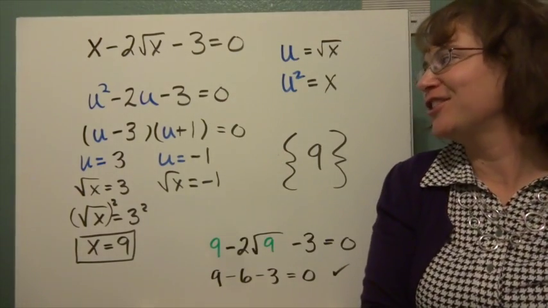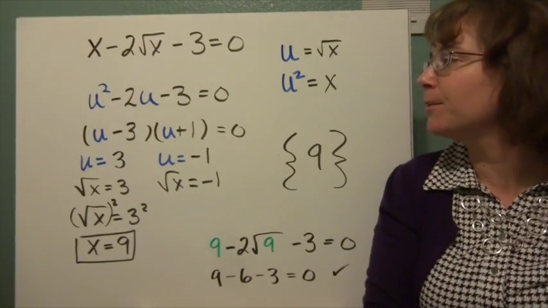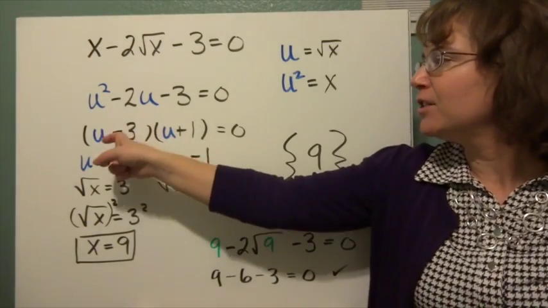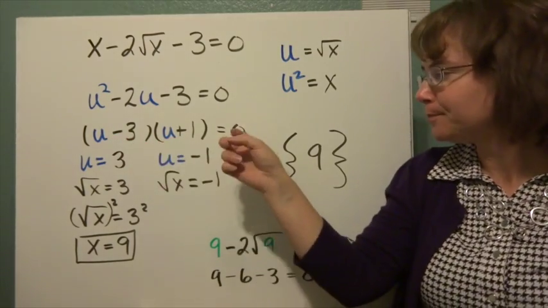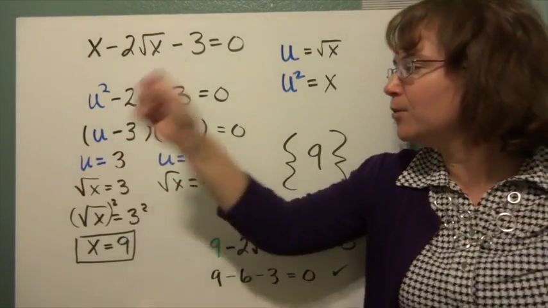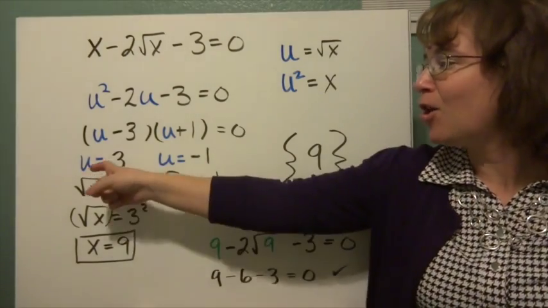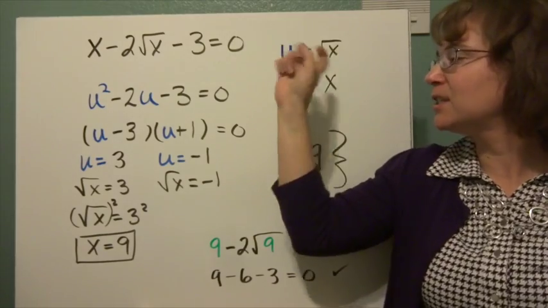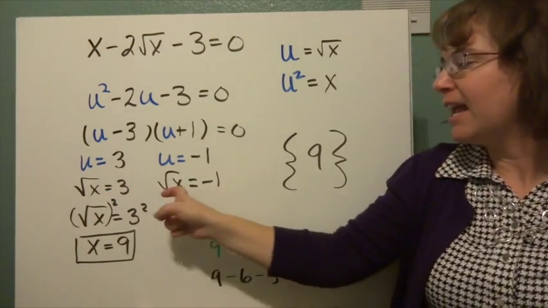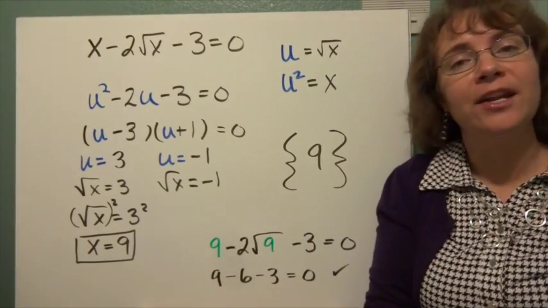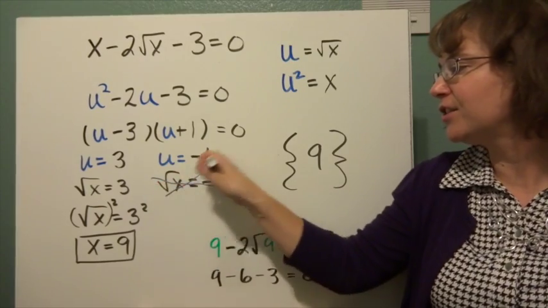And this again factors nicely. It's like it was made to do that, but if it didn't, we could use the quadratic formula or completing the square. So this factors into u minus 3 times u plus 1 is equal to 0. So I have u is equal to 3 and u is equal to -1. But that's not what I'm solving for. I'm solving for x, and so I substitute square root of x back in here, and I have square root of x is equal to -1, which I know can't happen. So this is not a solution.